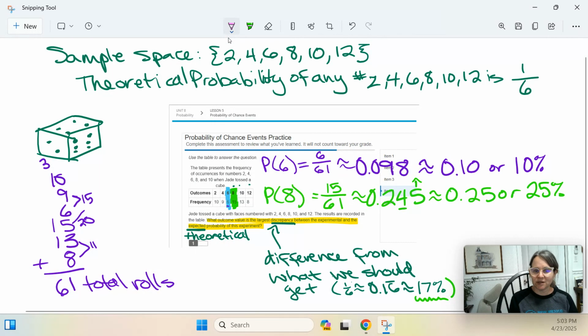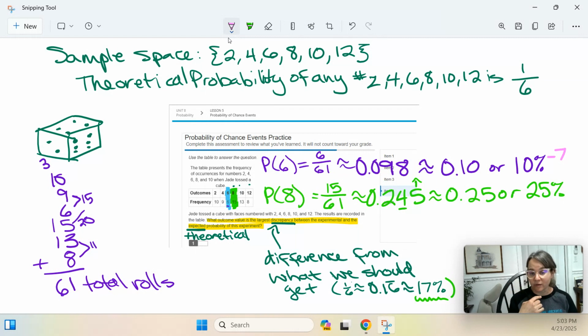So what I'm going to say here, if you think of the 17 as what's normal, the 10% is 7 percentage points lower than it should be. Okay, and then the 25 is 8 percentage points higher than it should be. How am I getting those? I'm subtracting, you guys. So 17 minus 10 is 7, and then 25 minus 17 is 8.